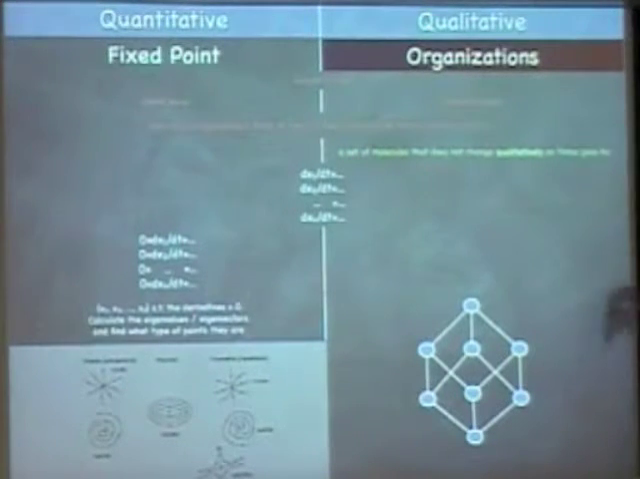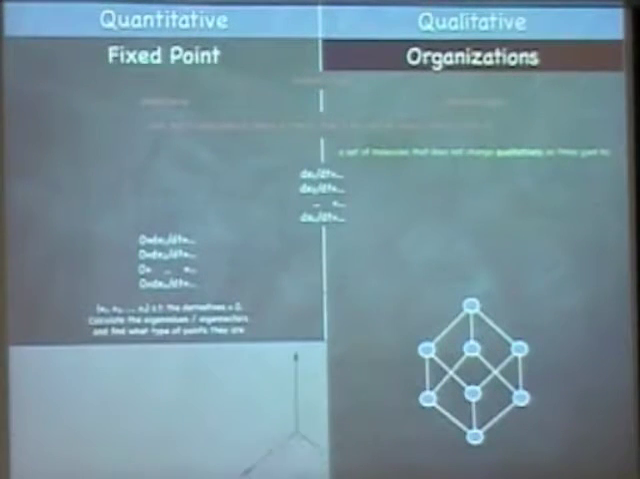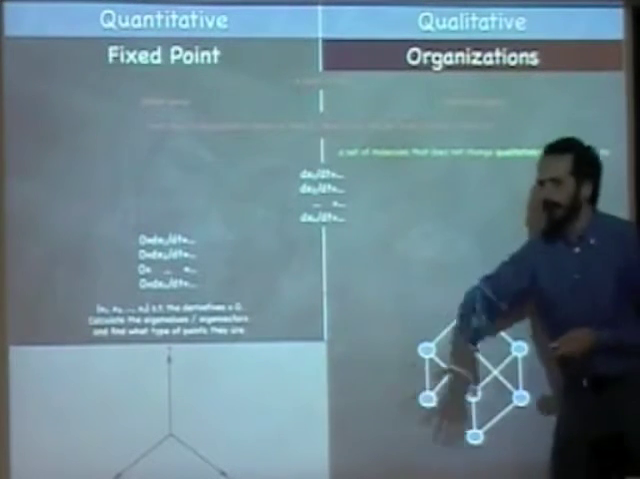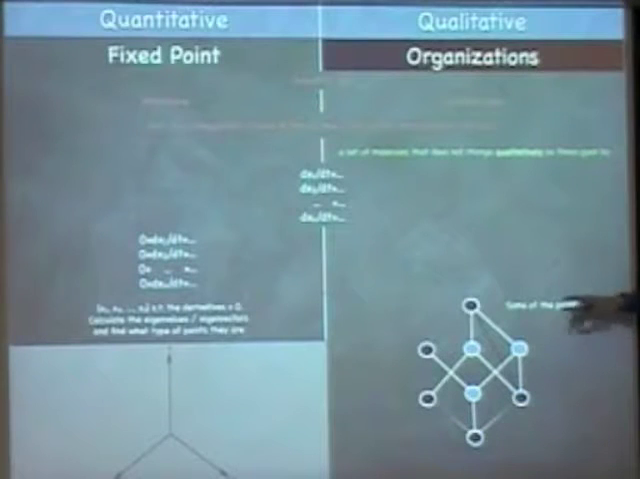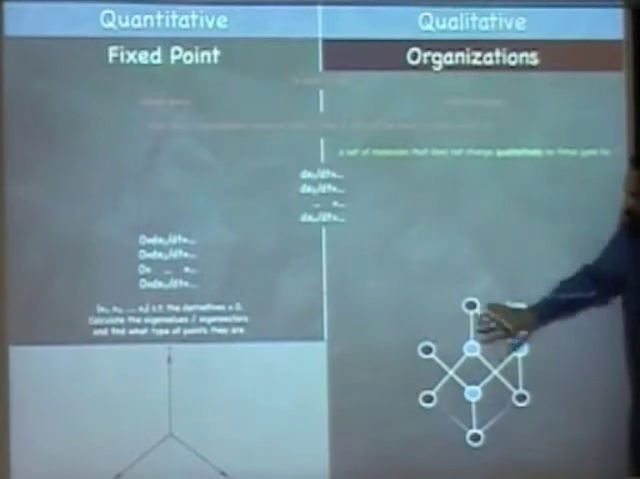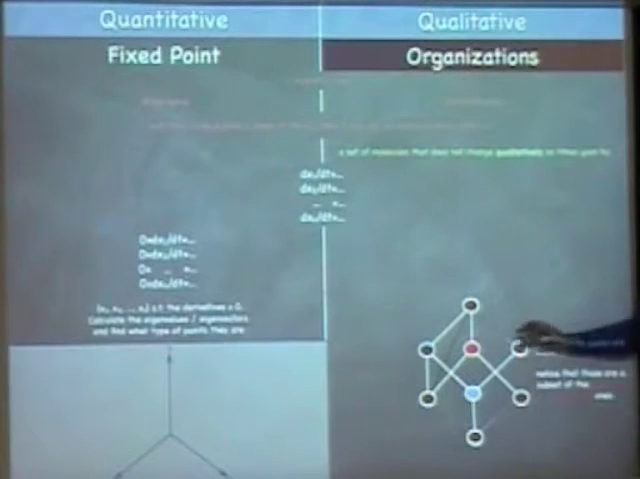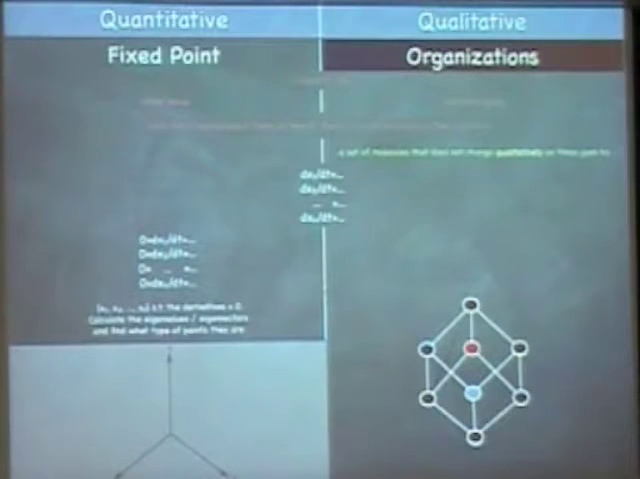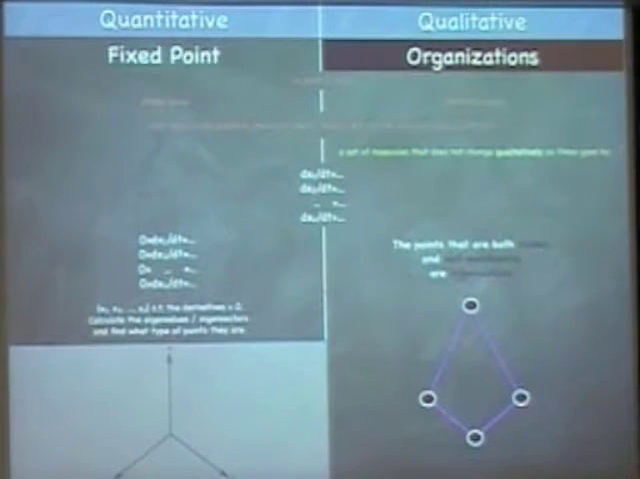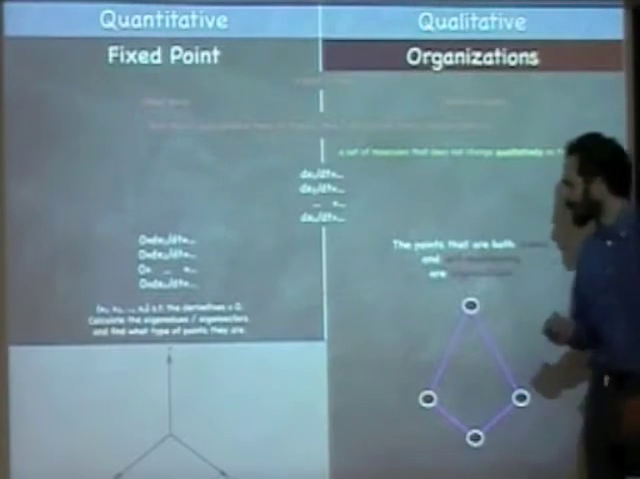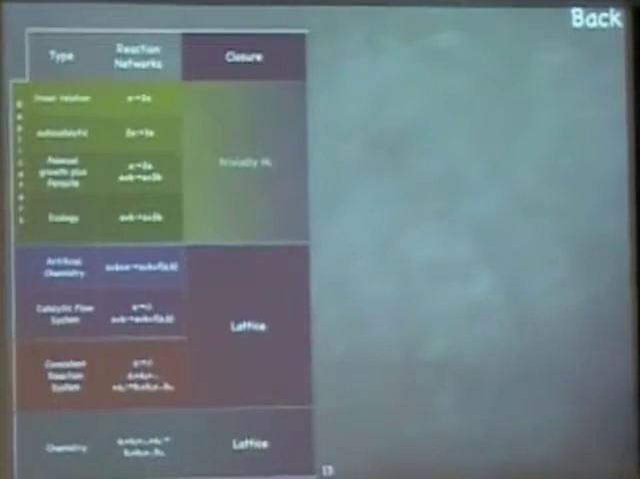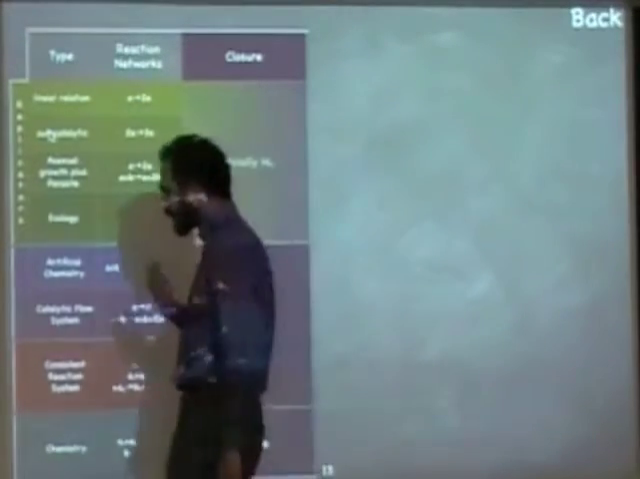So, if we have the organizations, this is the space, and as we know, each of those points represents a subspace. Some of those points are closed. Some of those points are semi-self-maintaining. Some of the semi-self-maintaining are self-maintaining. Some of the points are closed and self-maintaining, and those are the organizations. So now we take away everything else, and the only thing that remains are the organizations.